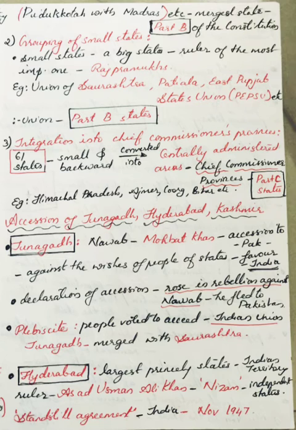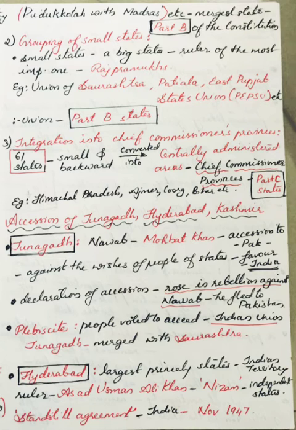The next part you are going to learn about is the accession of Junagadh, Hyderabad and Kashmir. Just before, we discussed that about 565 states were acceded to the Indian Union. But except Junagadh, Hyderabad and Kashmir, a few had acceded before independence itself. So these Junagadh, Hyderabad and Kashmir wanted their state as their own. They didn't want to join either India or Pakistan. They wanted to stay as their own states.